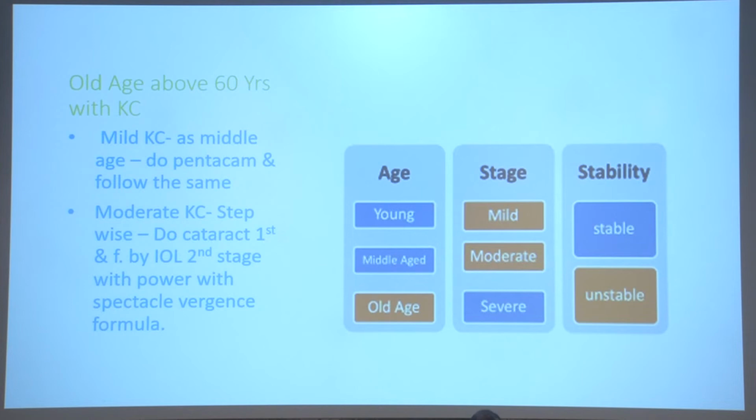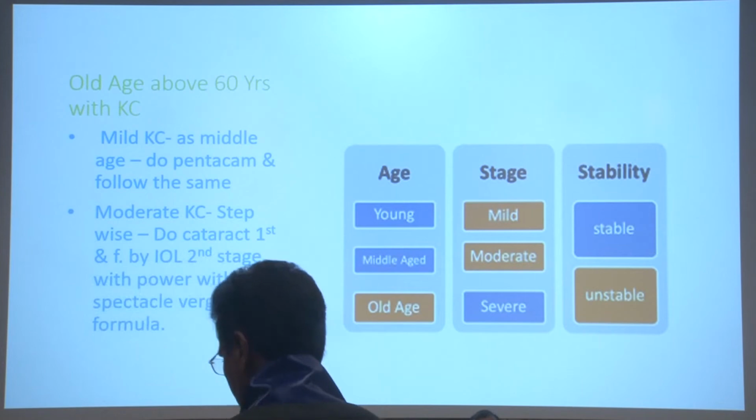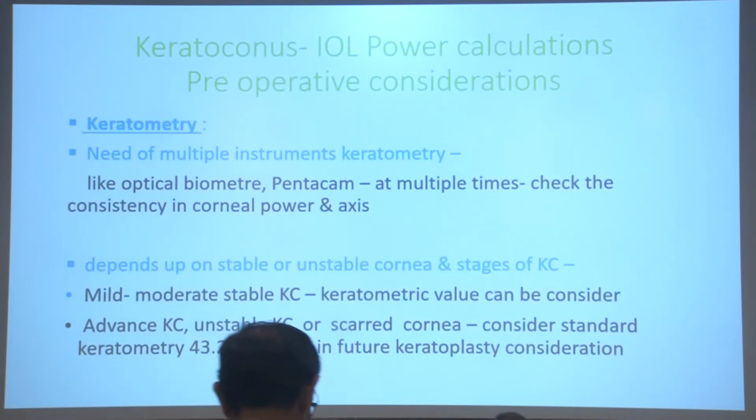Similarly, an old patient of 60 years with keratoconus, mild to moderate but very unstable, well, you can think of doing only a cataract surgery and a secondary IOL post the surgery with available formulas.